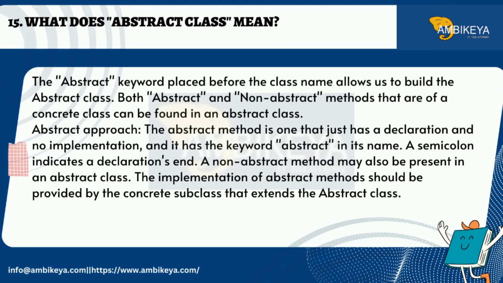What does abstract class mean? The abstract keyword placed before the class name allows us to build the abstract class. Both abstract and non-abstract methods of a concrete class can be found in an abstract class. Abstract method: the abstract method is one that just has a declaration and no implementation, and it has the keyword abstract in its name. A semicolon indicates a declaration's end. A non-abstract method may also be present in an abstract class. The implementation of abstract methods should be provided by the concrete subclass that extends the abstract class.